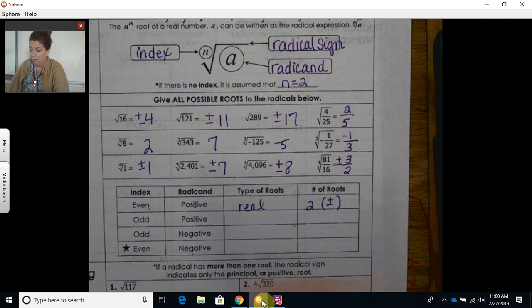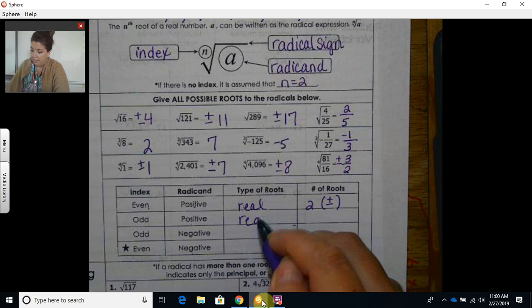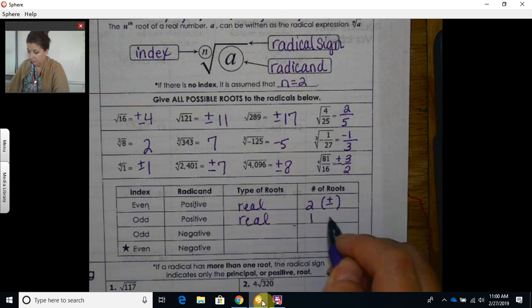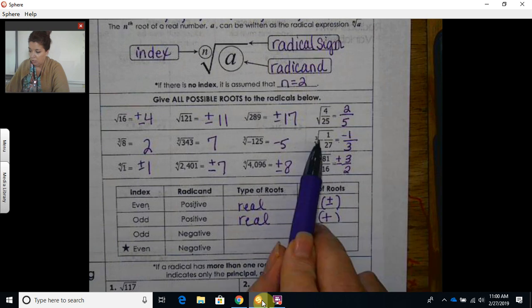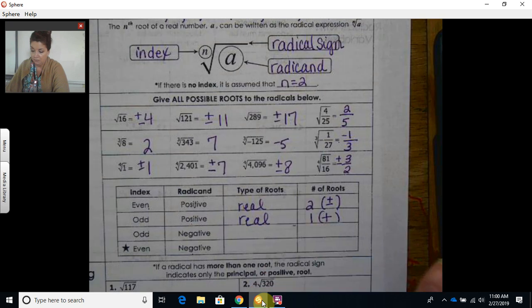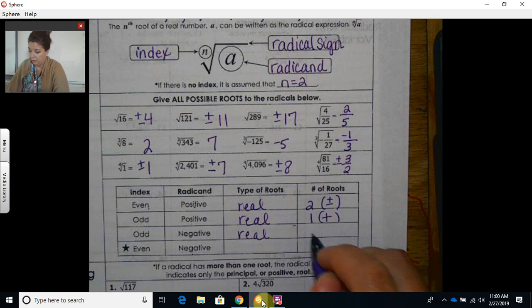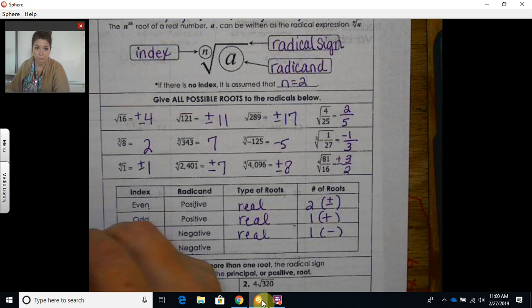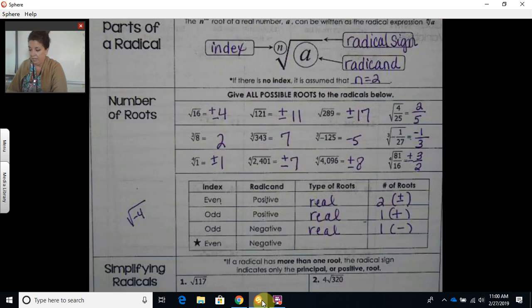What if your index is odd and your radicand is positive? So like these, what do you have? Real or imaginary? Real. And how many roots, and what's the sign? 1 positive. What if your index is odd and your radicand is negative? So like these two. Index is odd, radicand's negative. Is that a real or imaginary? Be real, right? And how many roots and what's the sign? 1 negative. What if your index is even and your radicand is negative? We did not have an example. So like the square root of -4. Is that going to be real or imaginary? Imaginary. Anybody remember what square root of -4 is?